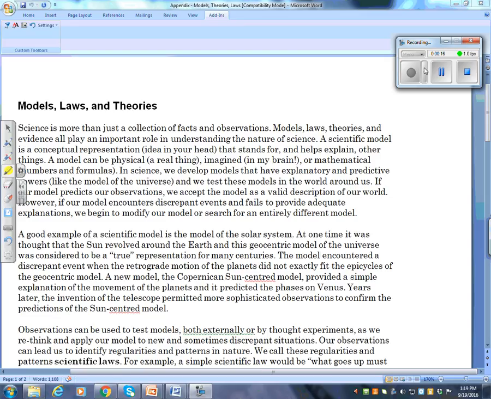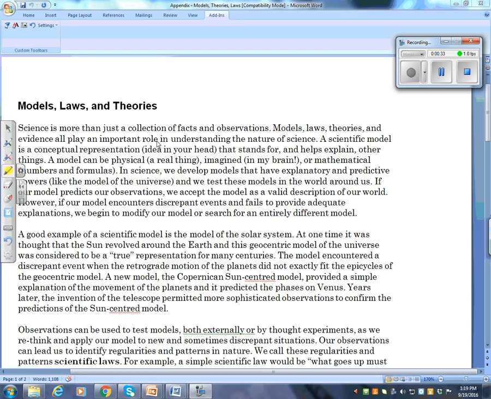Theories do not become laws. Using the phrase, it's just a theory, is wrong. Okay, because theories can be very good. Great joke. What's the one? Thank you, Adam. All right, so moving along here.